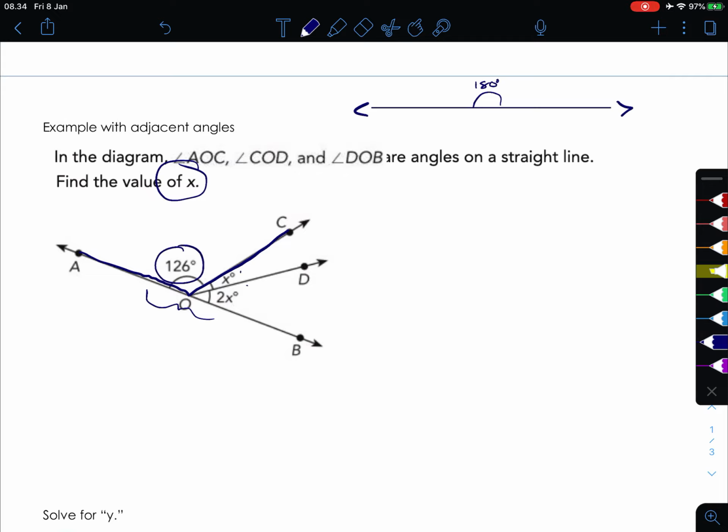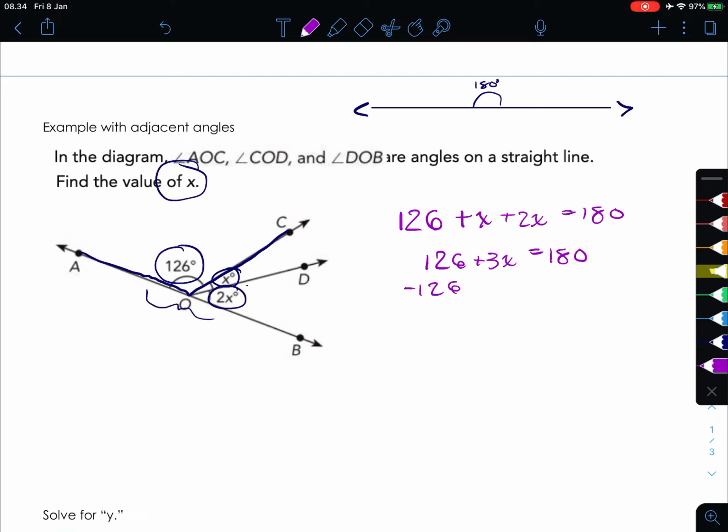So all three of these values, 126, x, and 2x, add up to 180. The way I solve that is I just add them up like that. 126 plus x plus 2x equals 180. That means 126 plus 3x equals 180. If I subtract 126 from both sides, then I get 54 equals 3x. And if I divide both sides by 3, I get x is equal to 18. You don't need to have the degree symbol there. You can just say x equals 18.